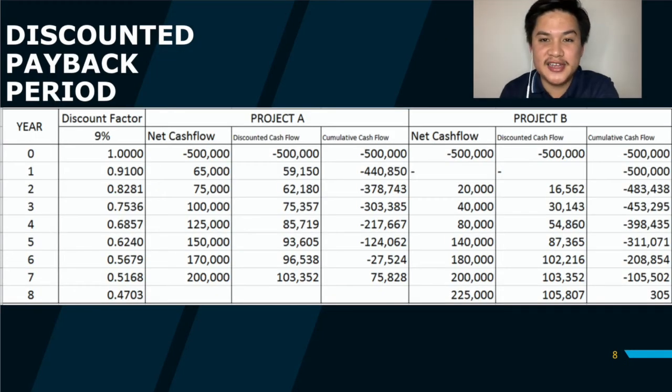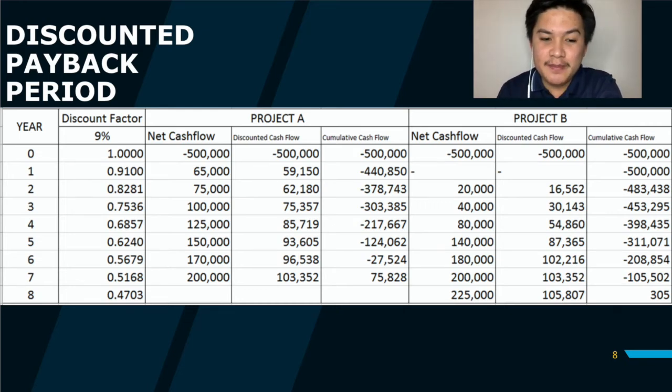So here is an example of the discounted payback period method. Continuing our example in the payback period method, we will calculate the payback period using the discounted payback period method. The cost of capital here, or our discounting factor, is 9%.